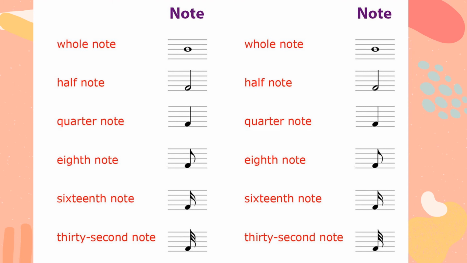When we get to the eighth note, it has a flag or tail, and it is shaded. So, it is the eighth note. If it has two flags or tails, that is the 16th note. And if it has three flags or tails, that is the 32nd note. So, those are the notes and their note names.